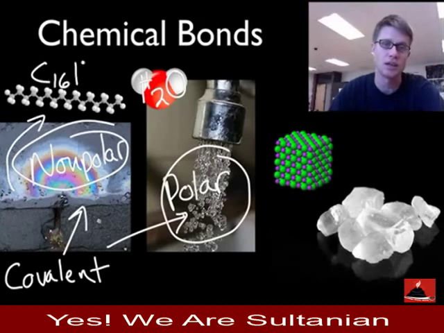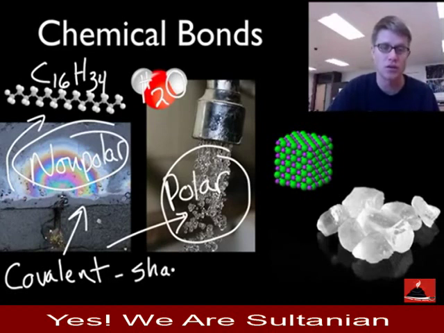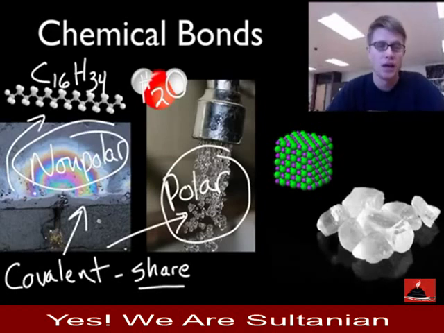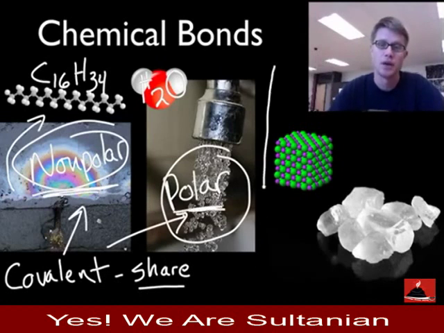It's actually C16H34. And so in a covalent bond, what you're doing is you're actually sharing electrons. You're not stealing electrons, but you're sharing them. And it goes from sharing them very equally in a nonpolar bond to sharing them very unequally in a polar bond. So these are the covalent bonds.